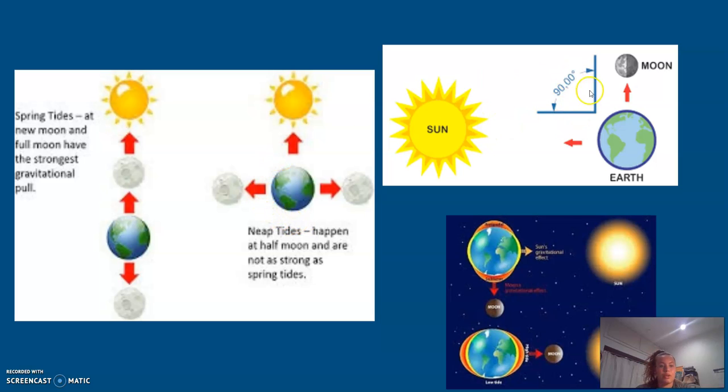And this is also depicted over here where the moon and the sun are working against each other, which in the end creates less significant tides. This is also apparent in this image as well.